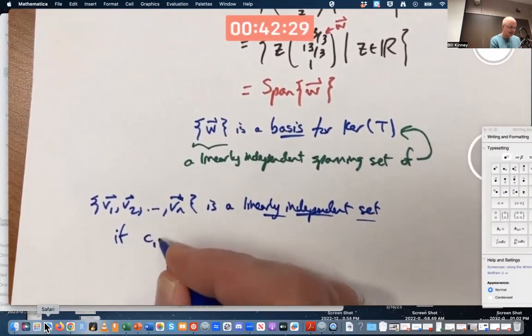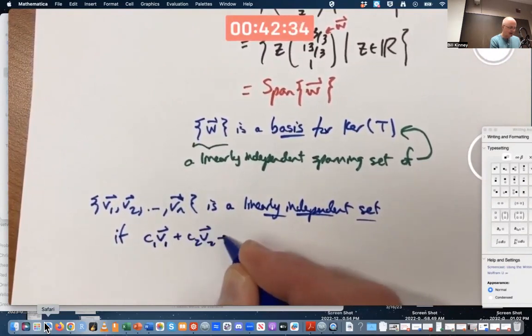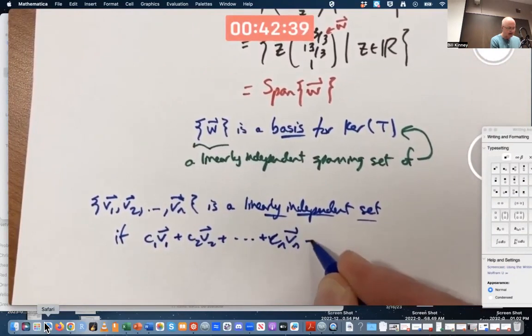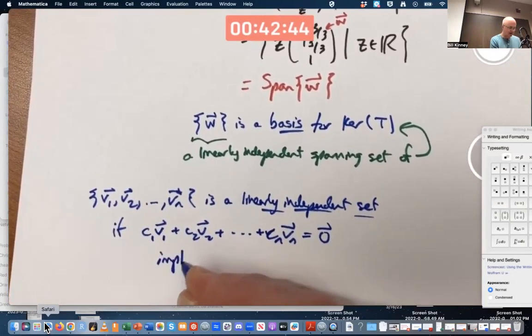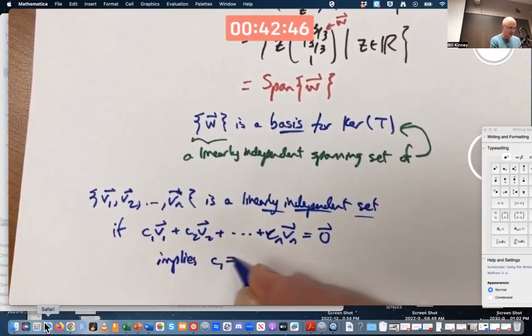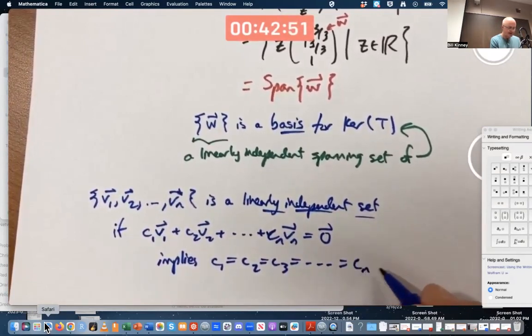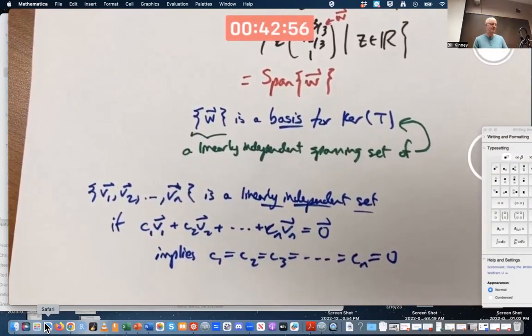If, when you have an arbitrary linear combination of them happening to equal the zero vector, the only way that can happen is if all those coefficients are zero. The only solution to that equation for the C's is trivial. That's what linear independence means.